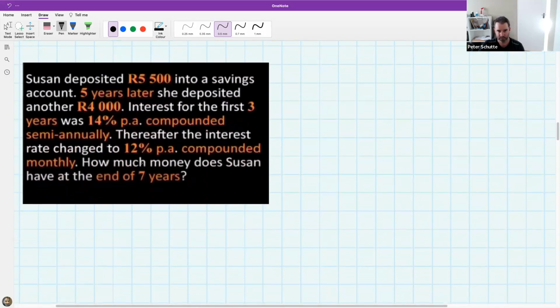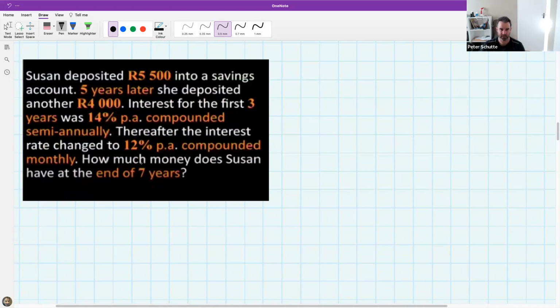So it says, Susan deposited 5,500 into a savings account. 5 years later, she deposited another 4,000. Interest for the first 3 years was 14% per annum compounded semi-annually. Thereafter, the interest rate changed to 12% compounded monthly. How much money does Susan have at the end of 7 years?